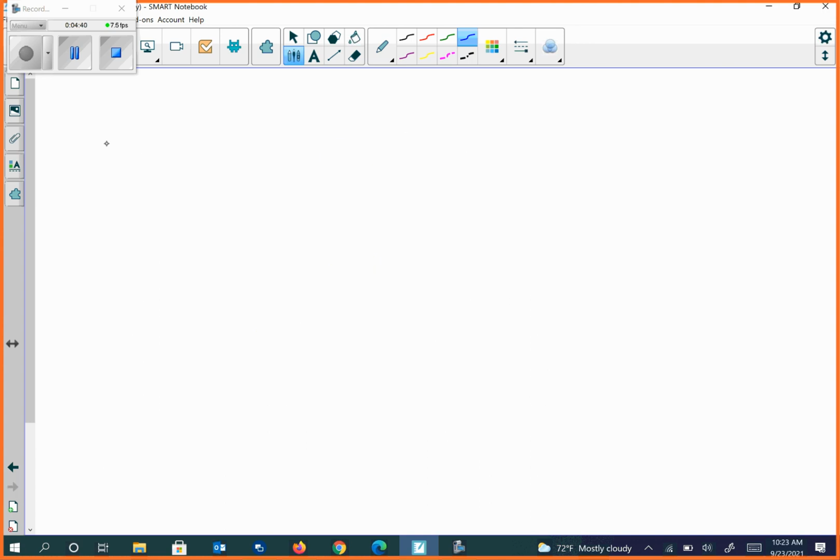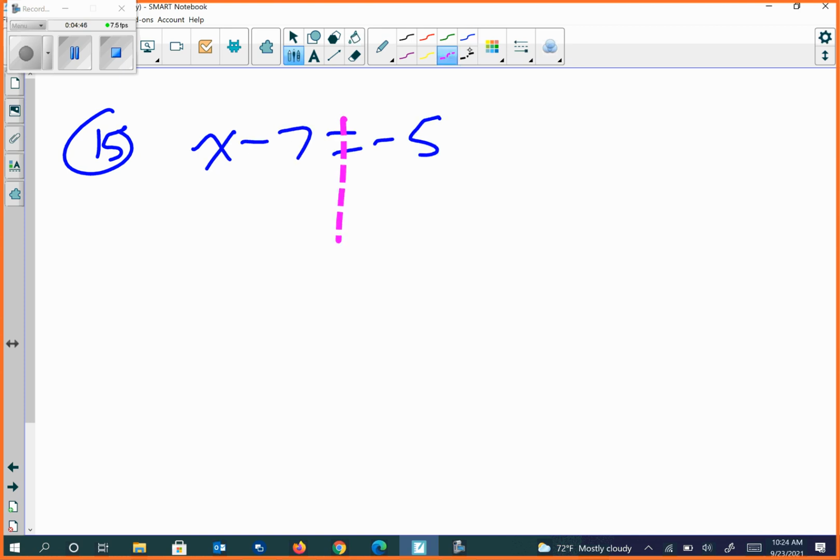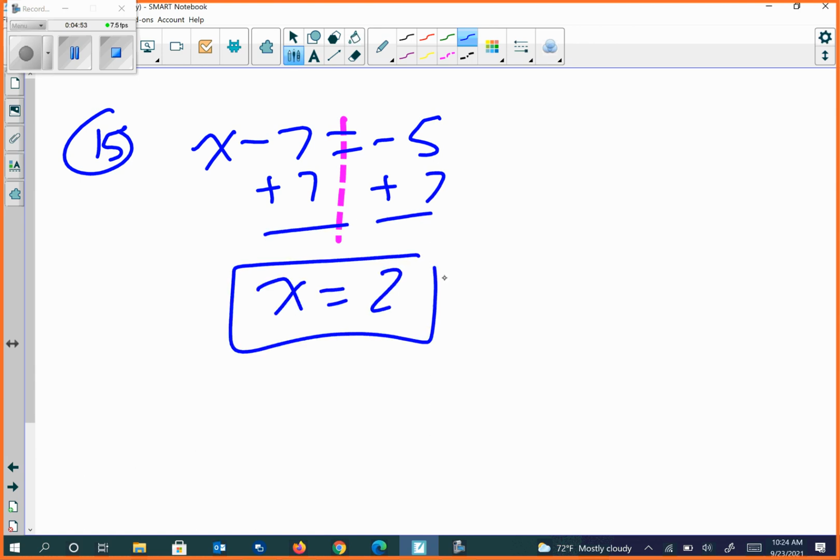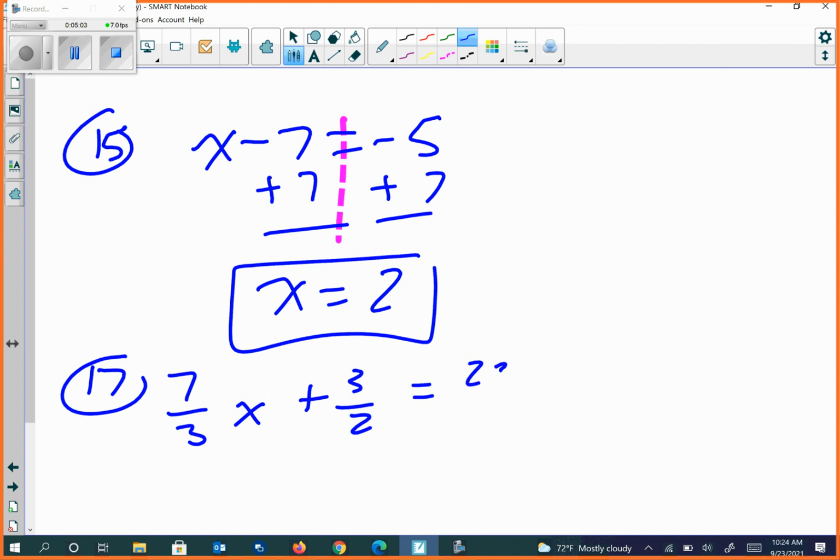Number 15 says x minus 7 equals negative 5. Okay, so we just want to get x by itself, so I'm going to add 7 to both sides. So negative 5 plus 7 is going to be 2. That one's done. And then 17, 7 over 3x plus 3 over 2 equals 23 over 6.